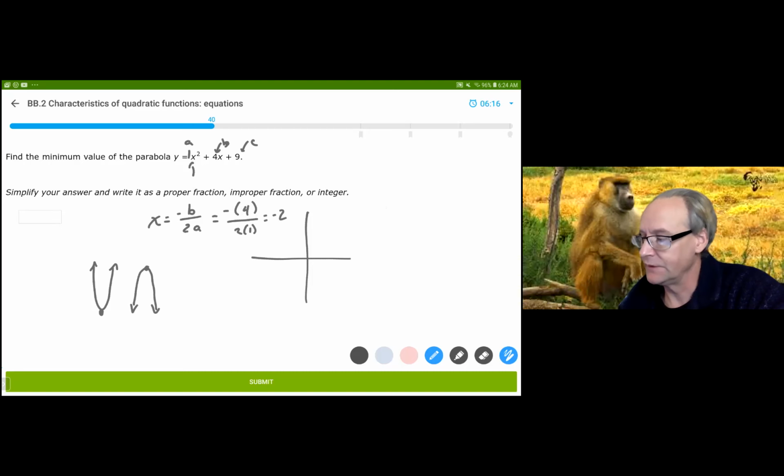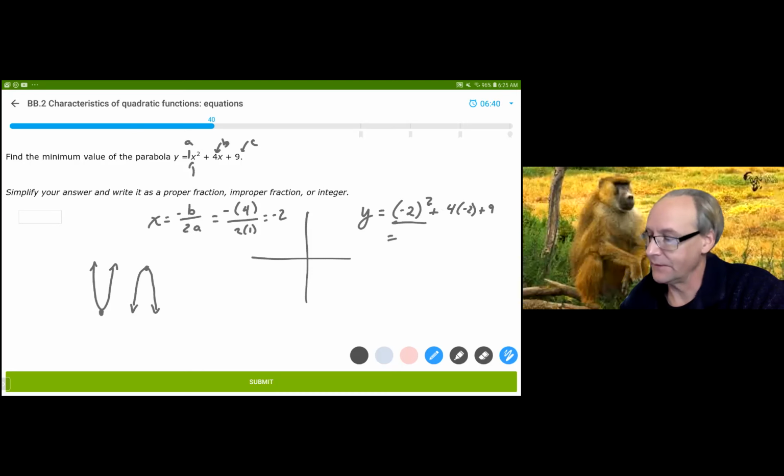So I have to substitute x equals negative 2 into the function, and I get negative 2 squared plus 4 times negative 2 plus 9, and that's going to be positive 5. Be careful. I absolutely guarantee some people are going to grab their calculator and type into their calculator this.